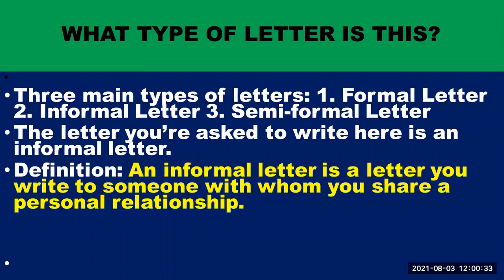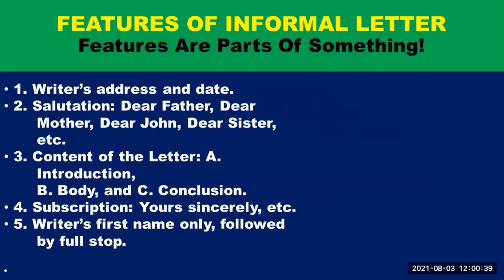Now, having defined the informal letter, let's go ahead and explain the features of informal letters. Now, let me guide you, because features are parts of something and a letter has various parts. The first part of your letter is the writer's address. In this case, your address. You may choose to write the name, the address. You may decide to use your school address. You may decide to use any other address.